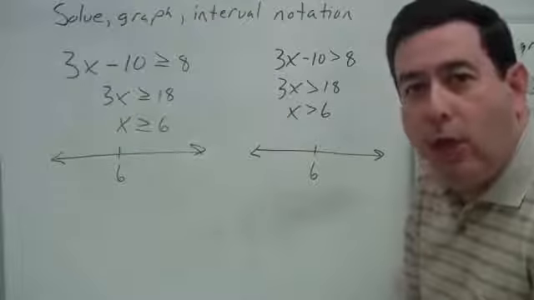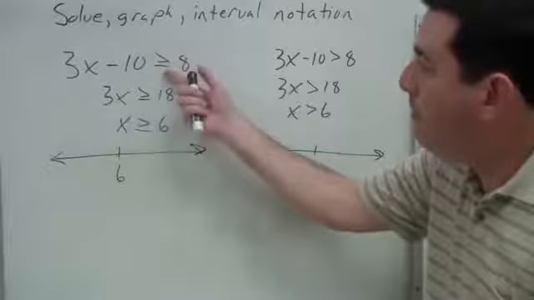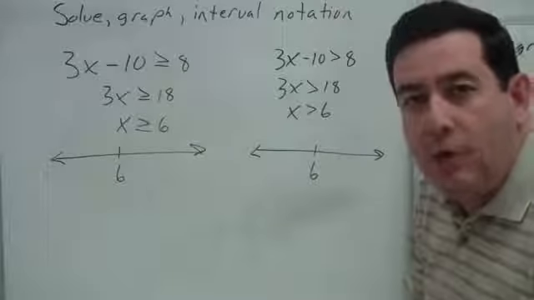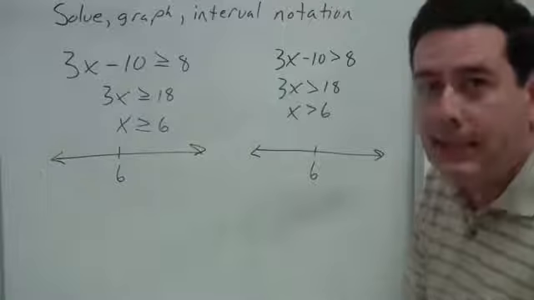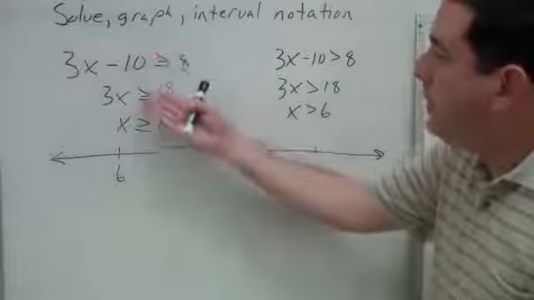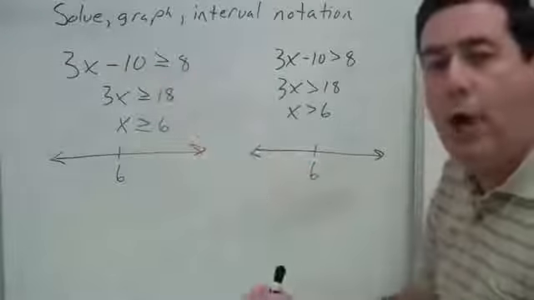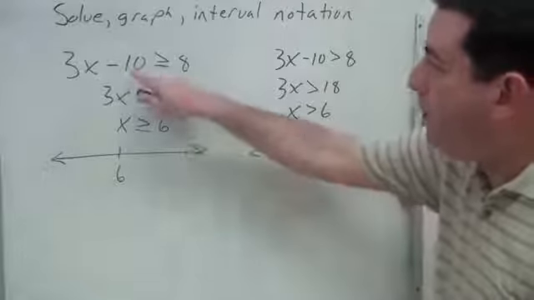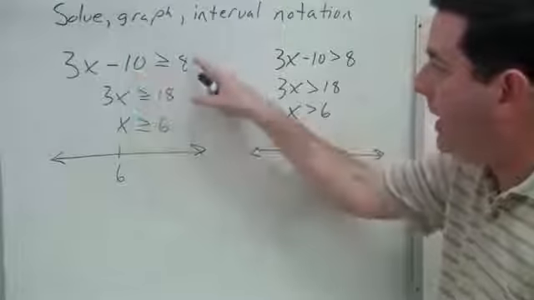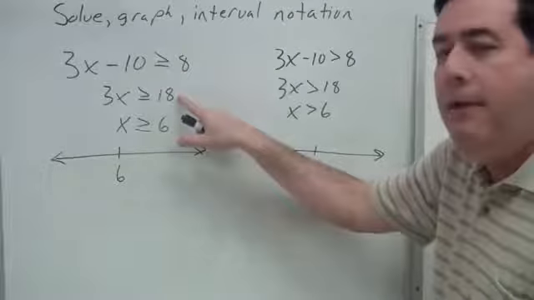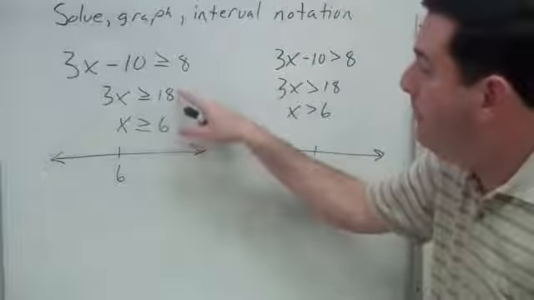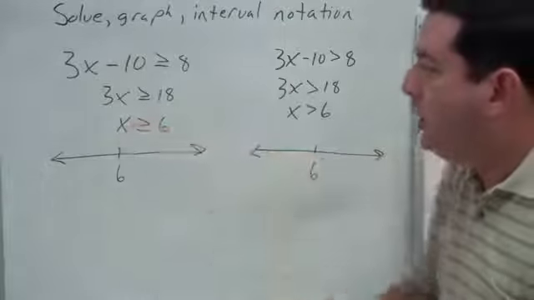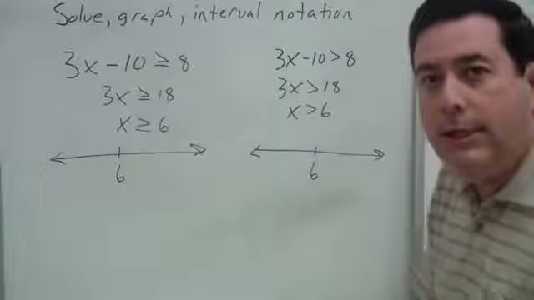First thing we need to all agree on is that the symbol here means greater than or equal to. If it were facing the other direction, it would say less than or equal to. Notice that we solve in just the same way as we did with an equation. We're isolating the variable by first adding 10 to both sides. 8 plus 10 made 18. Then dividing everything by 3. 18 divided by 3 is 6. So our solution, x greater than or equal to 6.